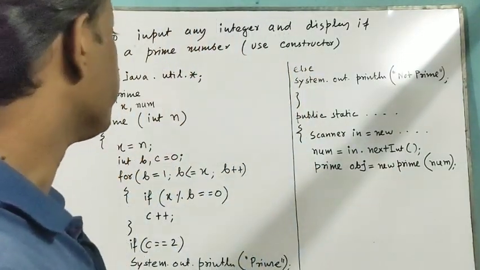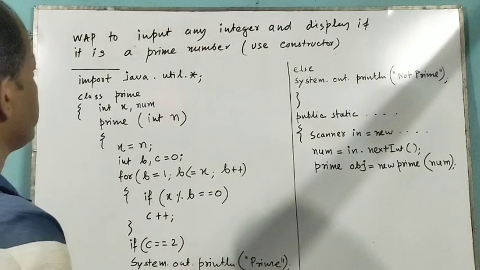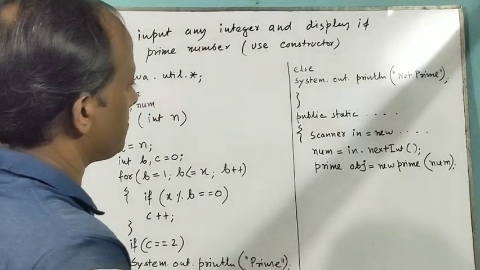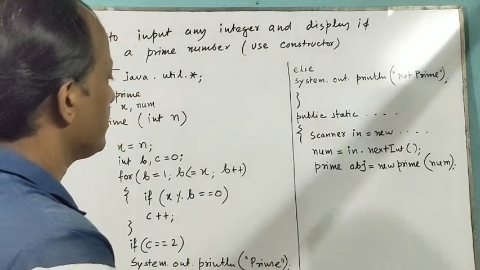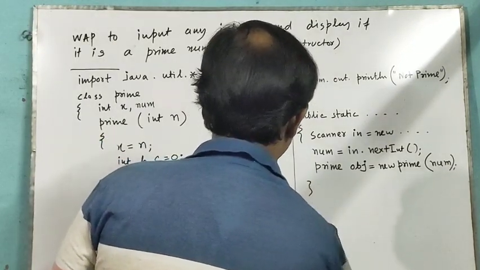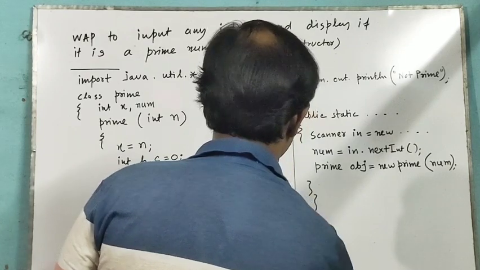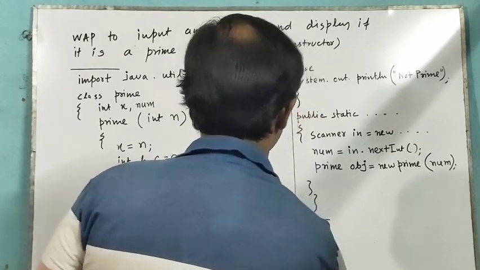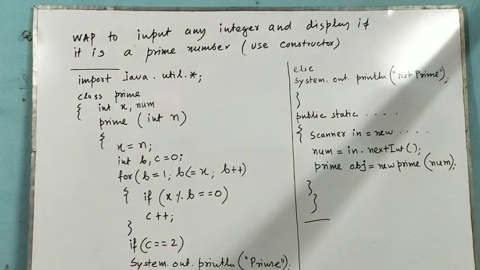So we achieved what we wanted. We have checked whether a number is prime number or not. Then we close public static void main, then we close class. Complete. So this program is just for example. We have seen how a constructor is used in a program.